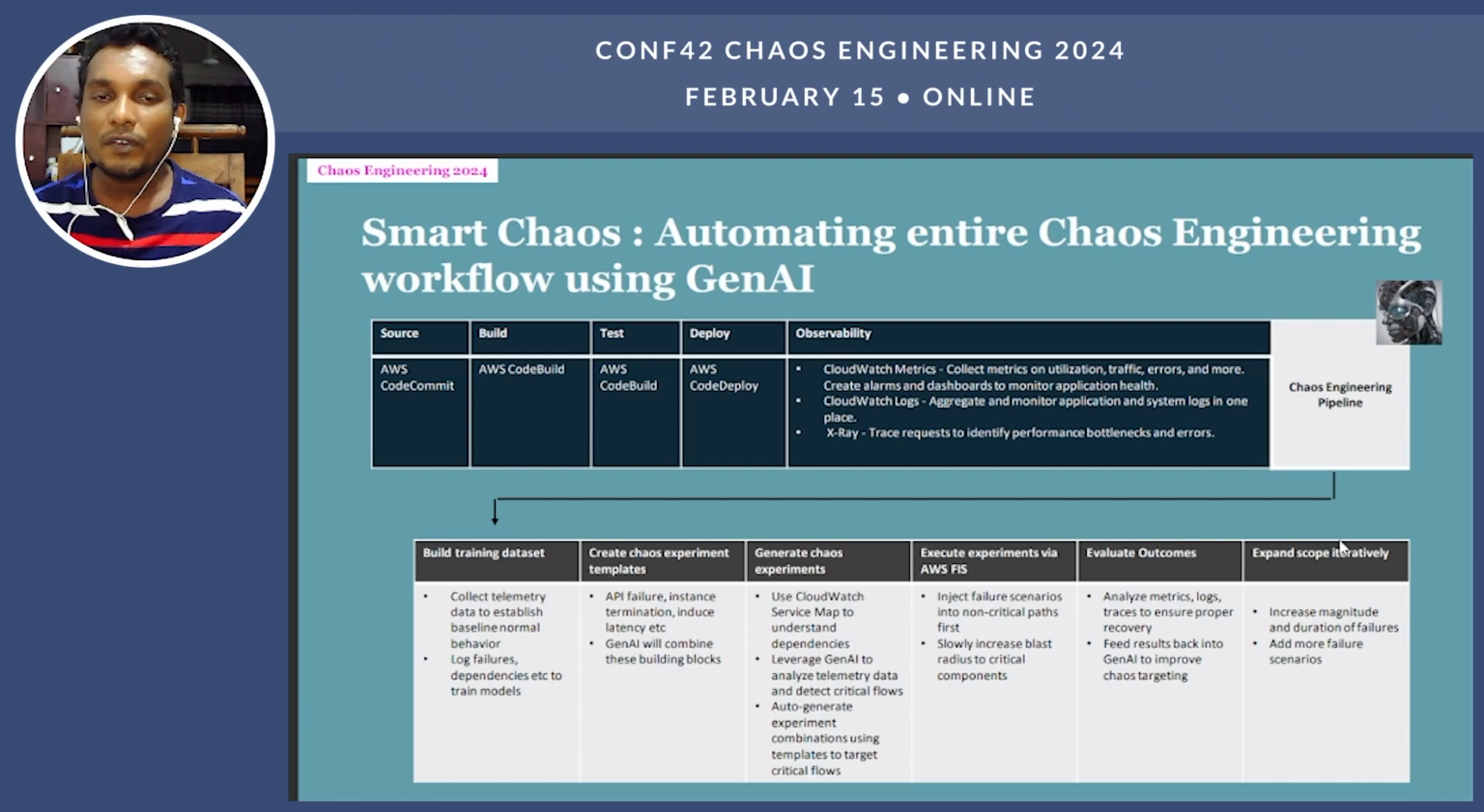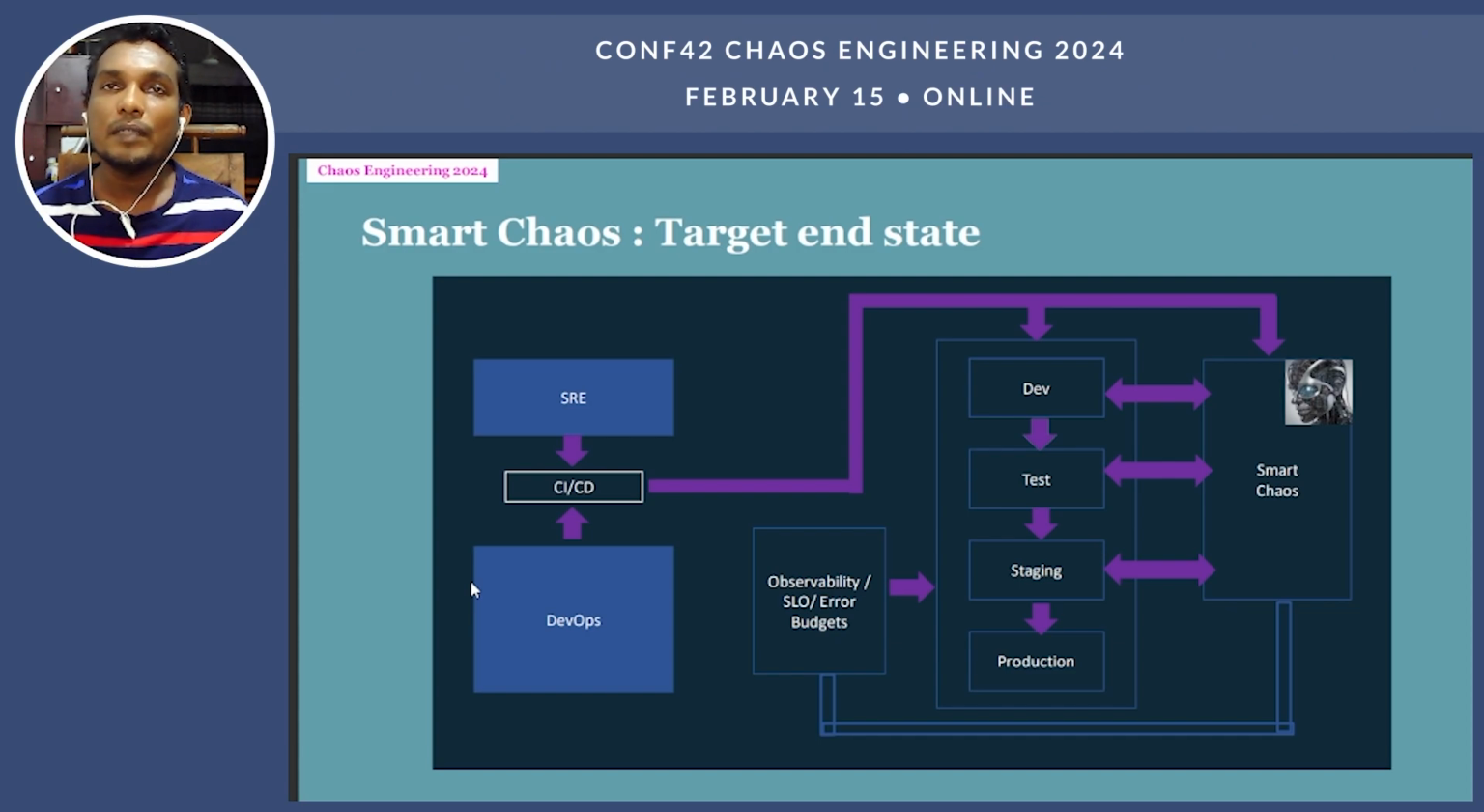So this is a very automated workflow where we leverage what I mentioned to you. Each stage I have shown you how we can use generative AI, and now we are bringing it all together into a proper workflow. Looking at how this applies in a production or typical environment, you will have your DevOps and SREs making changes. They ship these changes using the CI/CD pipeline, which deploys into your different environments. In parallel, we can trigger your smart chaos, which is also integrated with your observability, service level objectives, and error budgets.